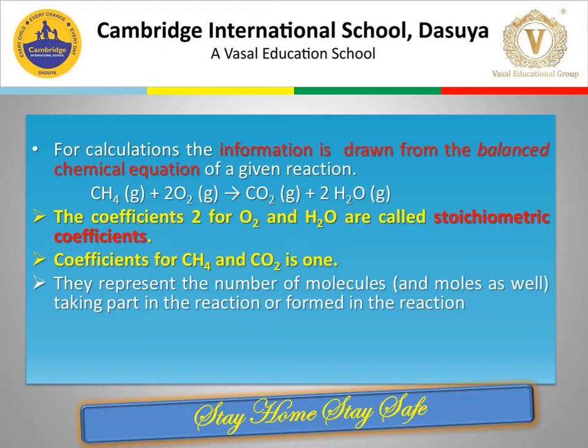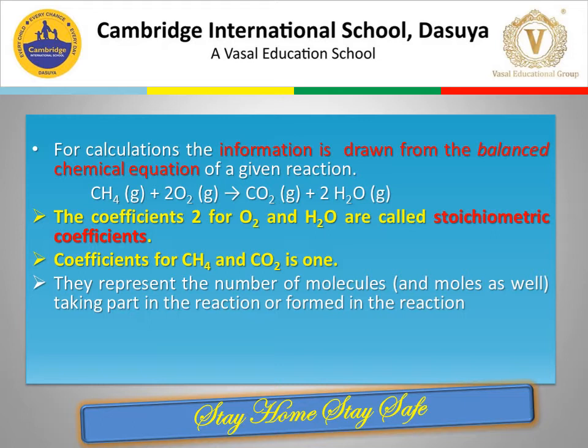Now we have balanced the equation also. We have put 2 in front of O2 and 2 in front of H2O so that the entire equation becomes balanced. The atoms on the left hand side and the atoms on the right hand side are equal in number. So this is your balanced equation.